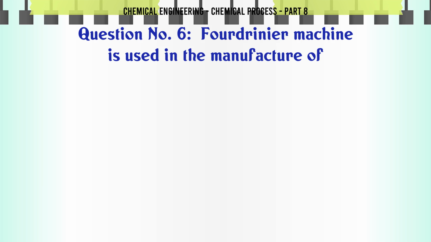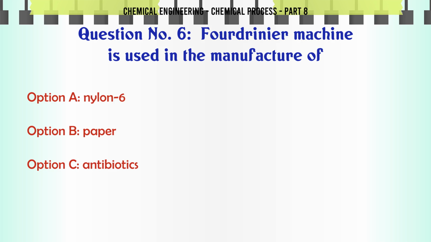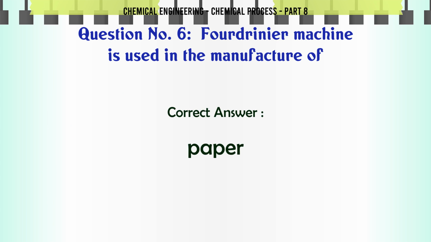Fourdrinier machine is used in the manufacture of A. nylon 6, B. paper, C. antibiotics, D. sugar. The correct answer is paper.